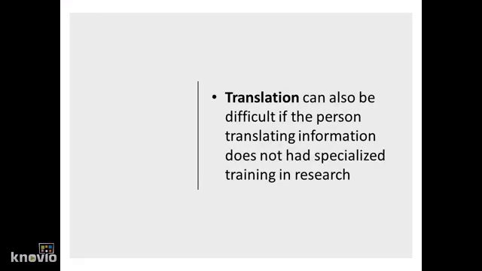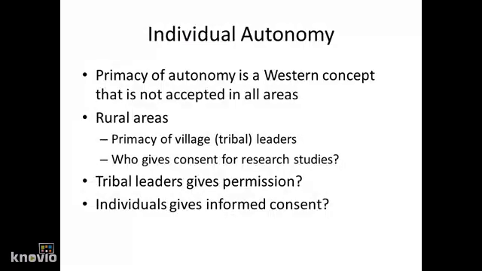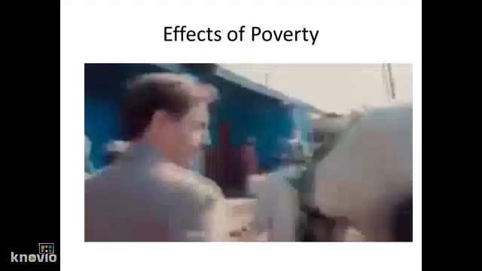Also, translation can be difficult if the person translating information has not had specialized training in research. And then finally, individual autonomy is a Western concept that is not accepted in all areas. For example, in rural areas where you have tribal leaders, and hence the question, who gives consent for research studies? Is it tribal leaders who give permission, or are individuals able to give individual informed consent?